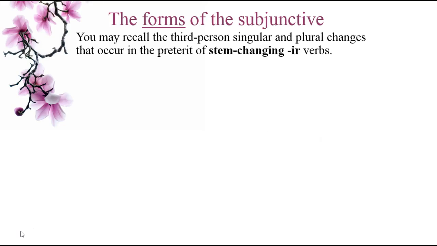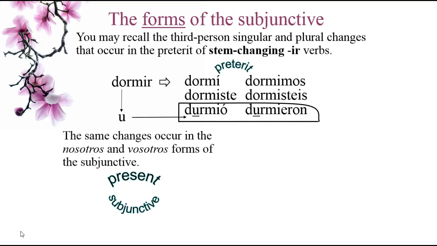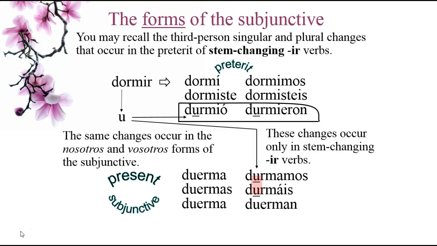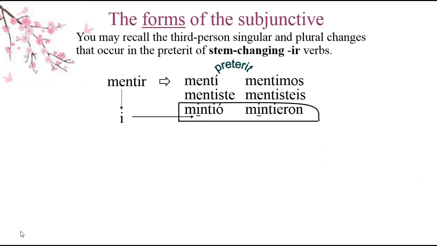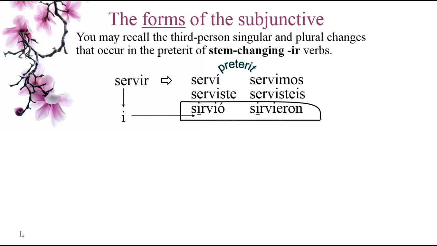You might recall the third person singular and plural changes that occur in the preterite of stem-changing -ir verbs, like dormir. The same changes occur in the nosotros and vosotros forms of the subjunctive. You see the U change. These changes occur only in the stem-changing -ir verbs. Same for mentir and servir.